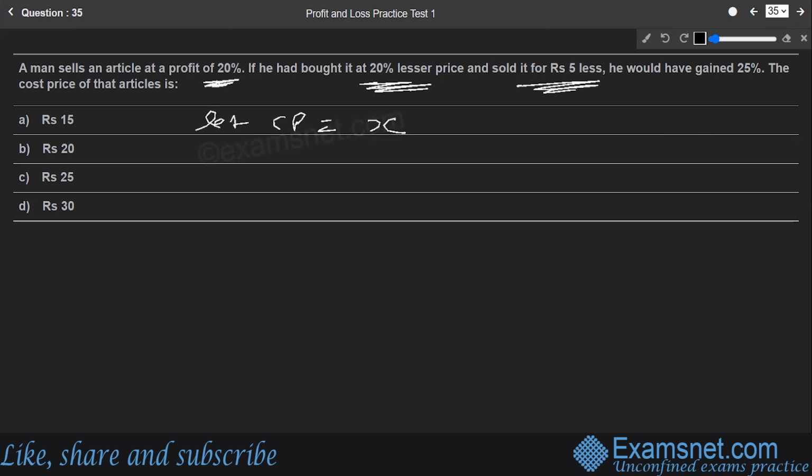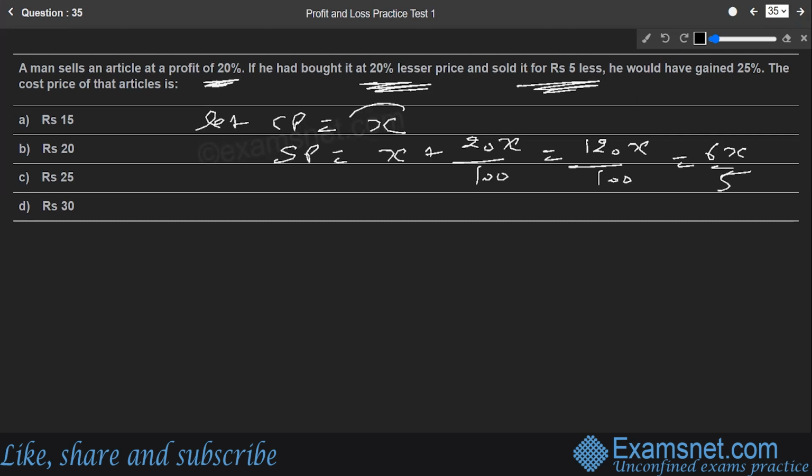Then they say the profit is 20%. So the selling price should be how much? 20% higher than the cost price. So this should be X plus 20X upon 100. That is nothing but 120X over 100. That is nothing but 6X over 5. So the cost price is X and the selling price is 6X by 5.